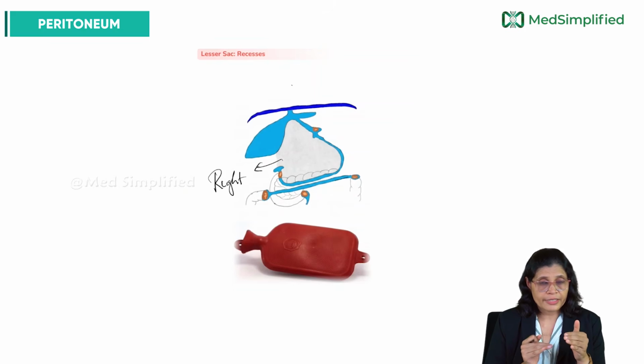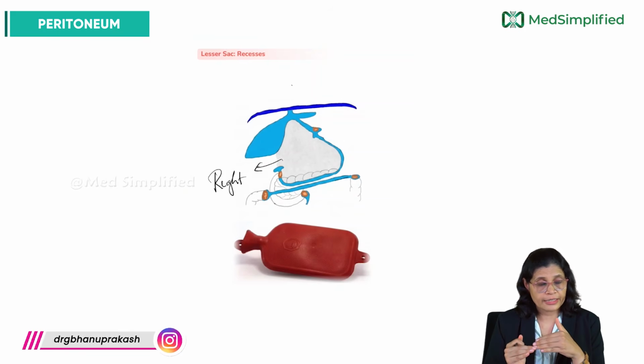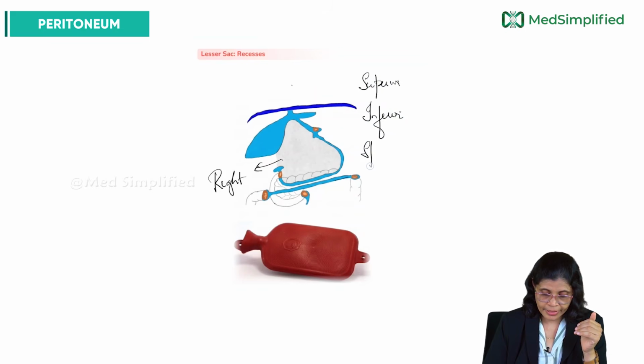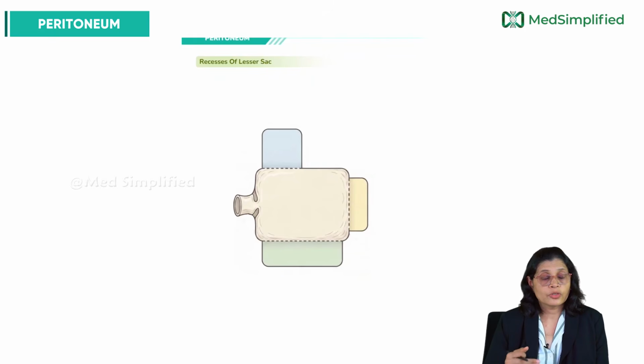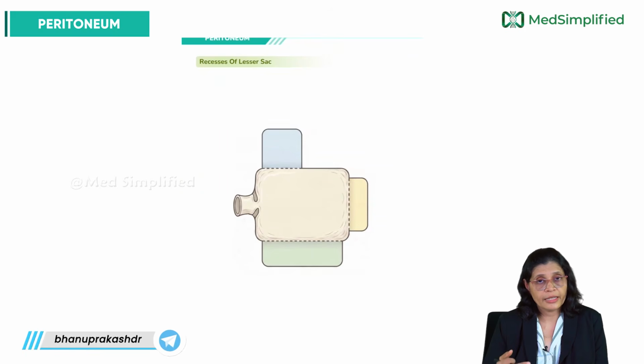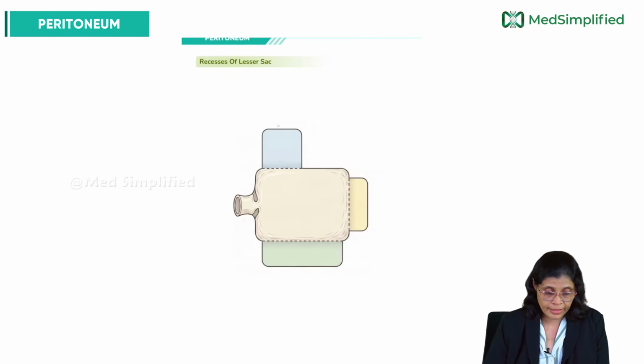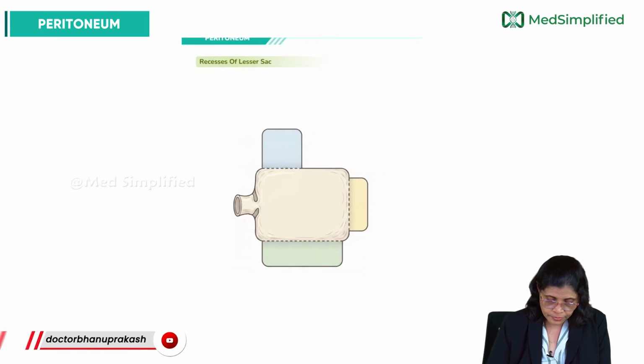Now this will have its extension superiorly, which we call the superior recess, then inferiorly, that is the inferior recess, and splenic, that is towards the left. So the superior recess lies behind the liver and the lesser omentum. That portion, the portion behind the lesser omentum, we call the vestibule of the lesser sac. So this is the superior recess.